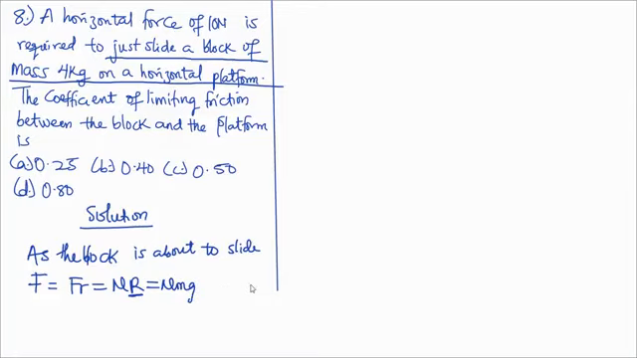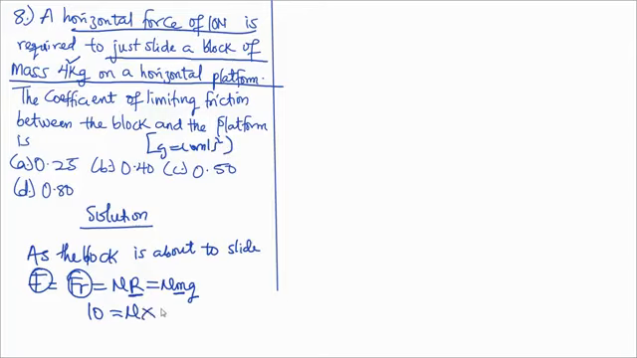Now, what's the force that they gave us in the question? They said our horizontal force. Our horizontal force is this F, and I equate it to the frictional force. So that will be 10 equals, what's our mu? We're looking for mu. Then we have mass. Our mass is 4. And then g is 10. Though they don't give us, just know that it is there.